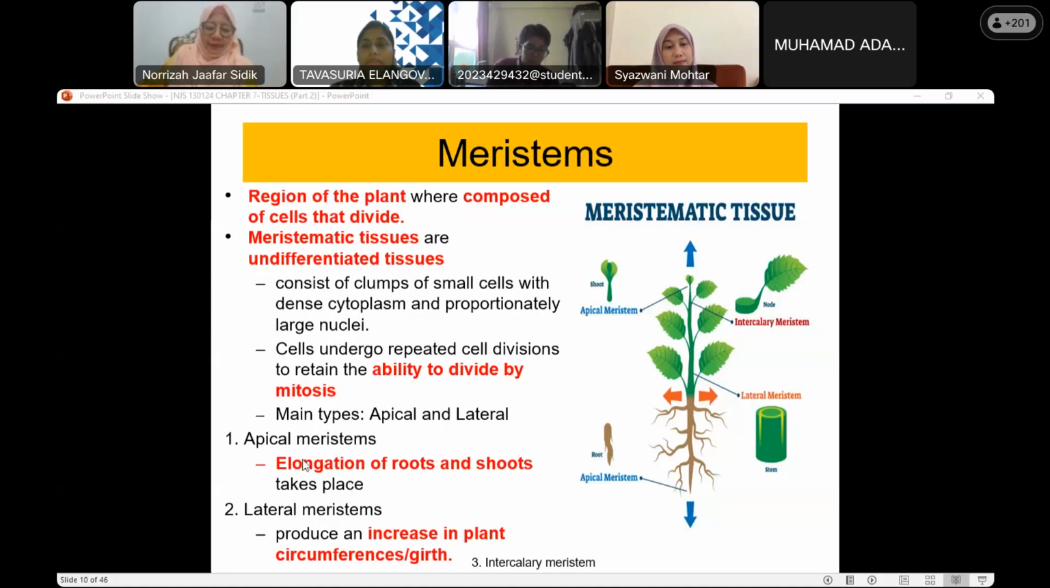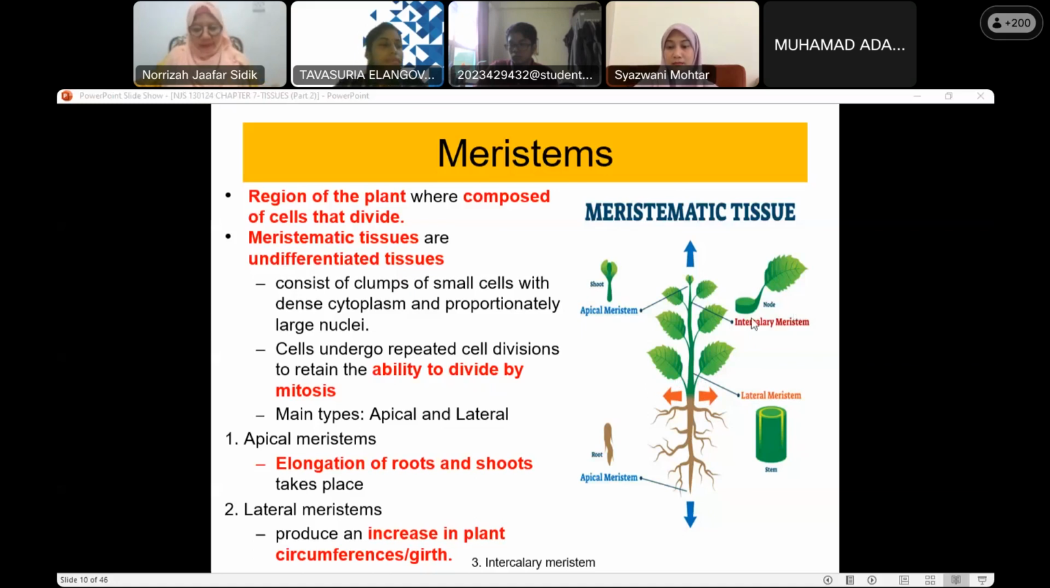And we look at the function of the apical meristem here. The function is for the elongation of the roots and the shoots to take place. And then the lateral meristem produces an increase in the girth. You can see the arrow here. It increases the diameter of the stem.